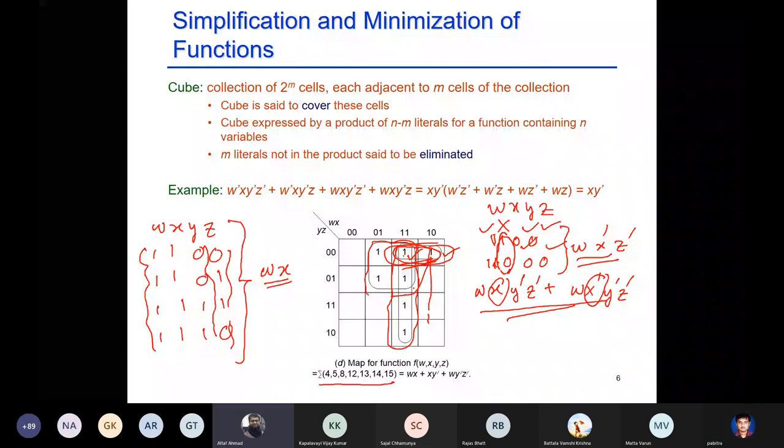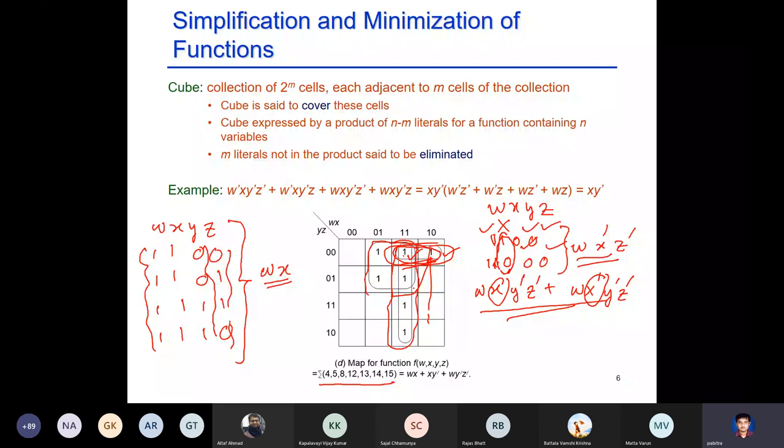Here W is changing, so W can be removed. And Z is also changing, so Z can be removed. Okay. So what is the reduced product corresponding to this square box? Tell me the expression. XY dash. The X into X prime. XY dash, XY bar. So that's the expression corresponding to this.